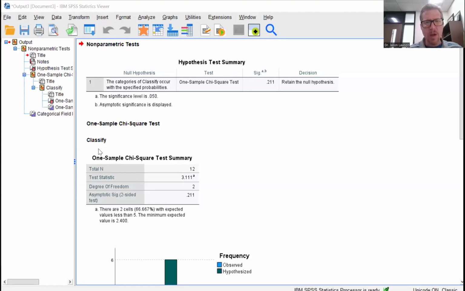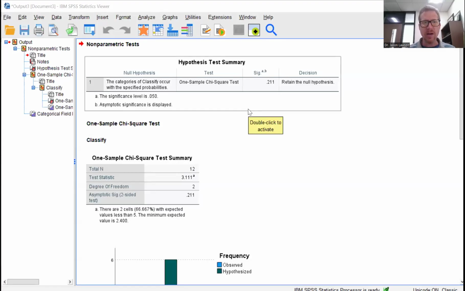I'm going to just make sure we reshare. There we go. Now we can see the null hypothesis: the categories of classify occur with the specified probabilities. The significance level is set at 0.05. We did a one-sample chi-squared, and the significance is 0.211. So we would retain the null hypothesis.